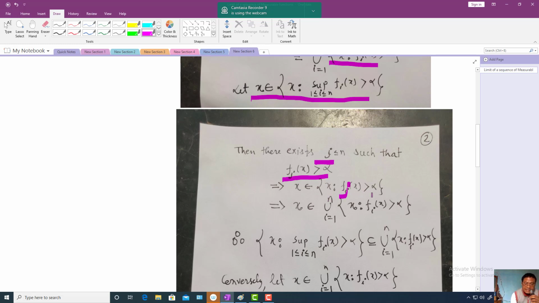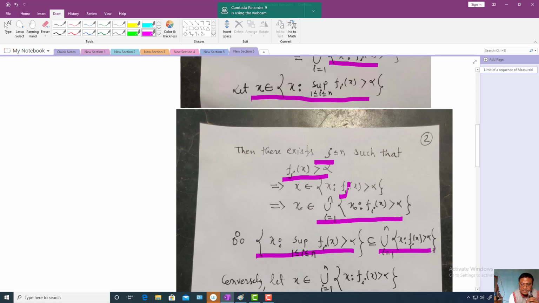So x such that f_j(x) is greater than alpha. Okay, so that means what? X is a member of this union, because at some point i, when i is equal to j, the point x is a member, right? Therefore in their union the point x is also a member. So whenever you take one point from this set, that point is also a member of this union. Therefore you establish the inclusion.